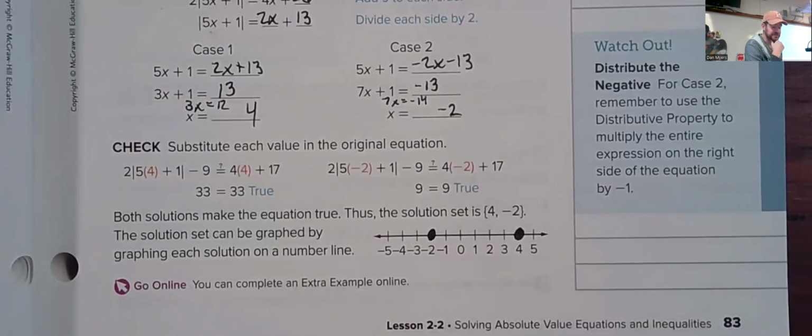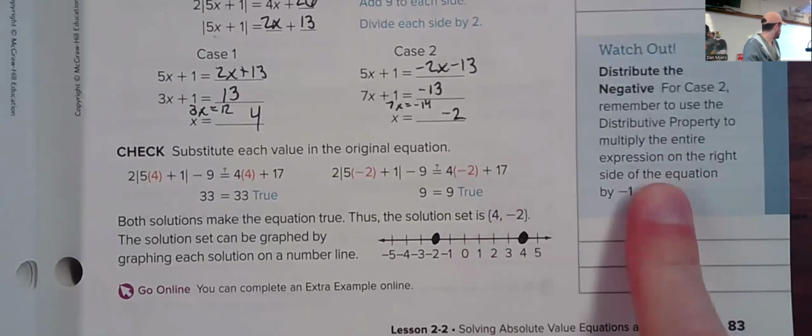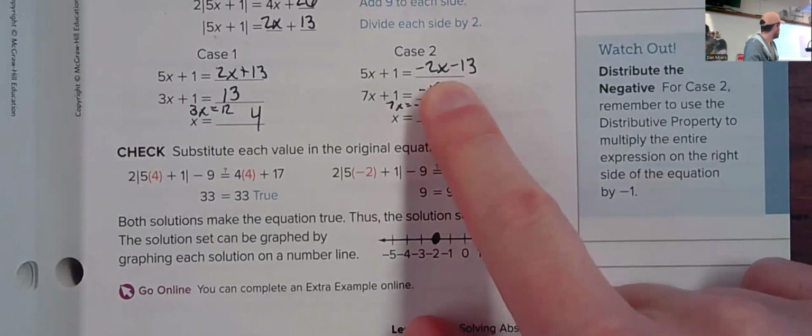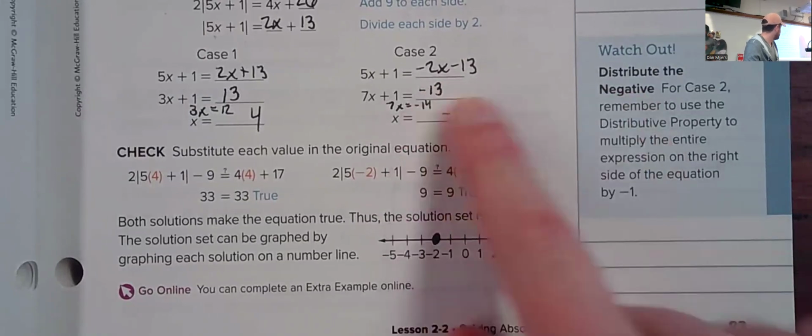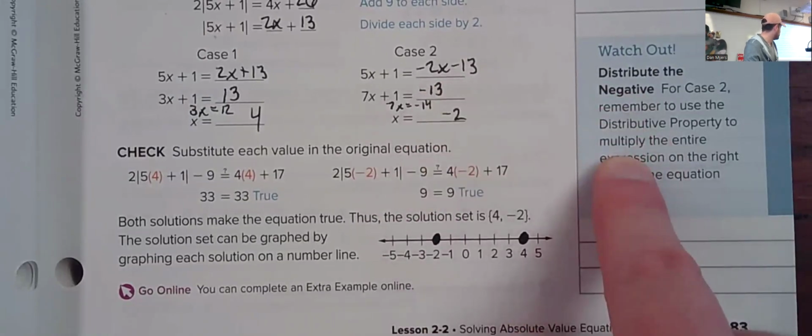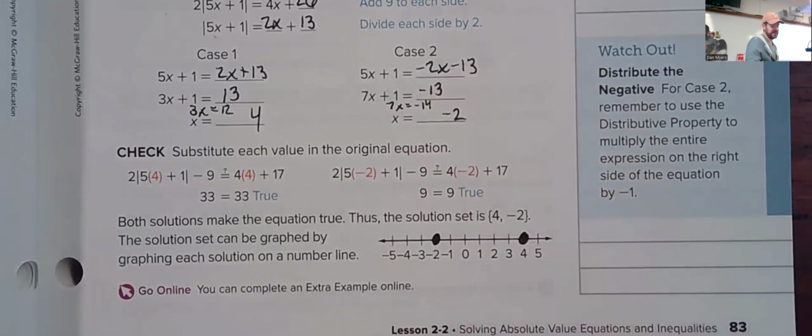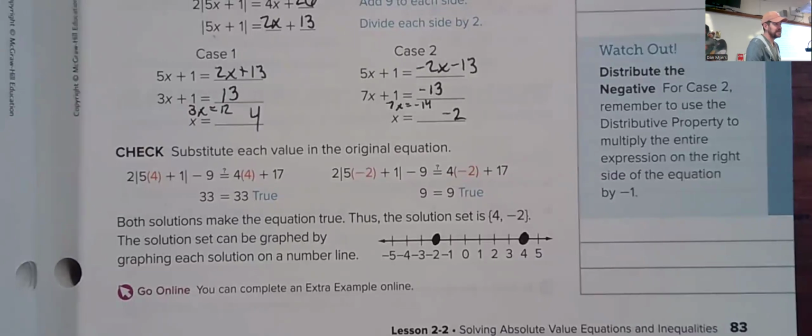All right. Also, reminder, I mentioned this here, to make everything its opposite. For case 2, this one right here, remember to use the distributive property to multiply the entire expression on the right side of the equation by -1. So basically, taking the opposite of everything is using the distributive property and multiplying everything by -1. Any questions before we look at the second?